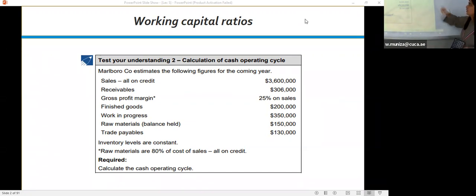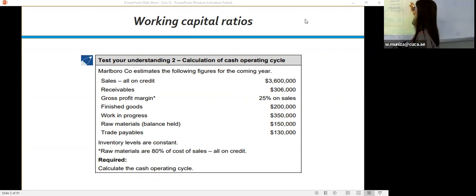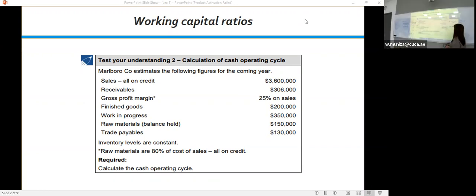Now cost of sales for raw materials is 216,000. So how many days are there? It is 25.24. So yes, you can consider 25 days. Okay, now in the same way, calculate for work in progress. Calculate for finished goods. Calculate for all these.